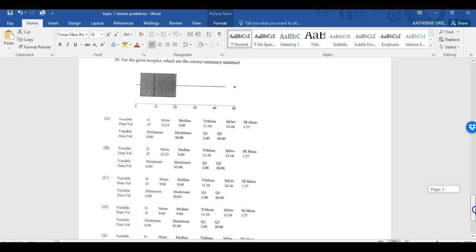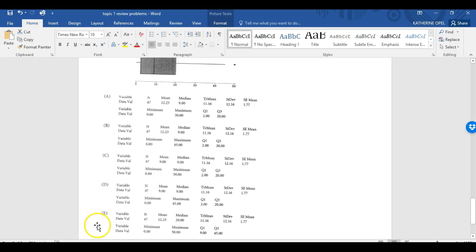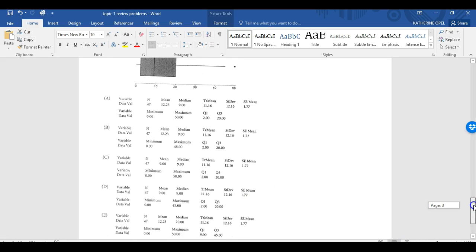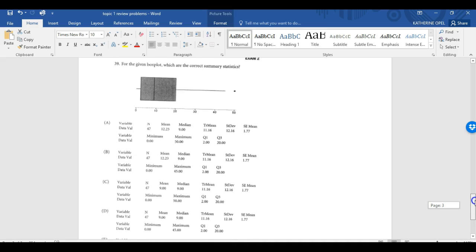Okay, 39. Pause it, try number 39, and then we'll discuss it. 39 takes the longest, in my personal opinion, because there's so many things that it could be here. We have a hard time eliminating. The first thing I would look at here would be the median, okay? So the median is around 10-ish. Well, A, it's at 9, B, it's at 9, C, it's at 9, D, it's at 9, and E, it's at 12.23. So we can eliminate E right away. That doesn't help us a whole lot, but it helps us a little bit. So I'm going to get rid of that right away.